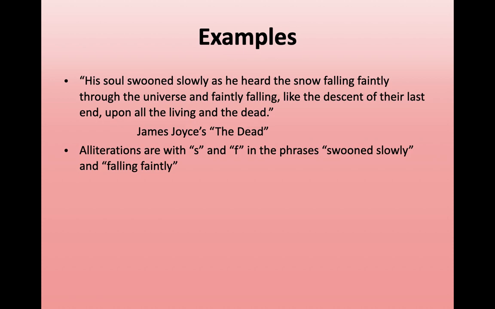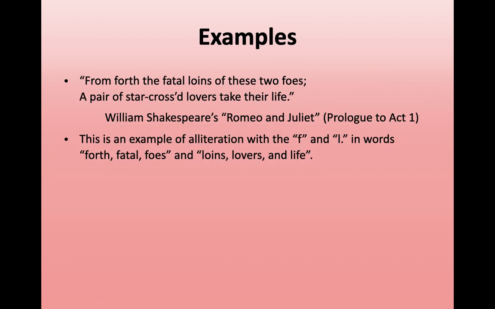Also, elsewhere, from William Shakespeare's Romeo and Juliet: From forth the fatal loins of these two foes, a pair of star-crossed lovers take their life. This is the prologue to Act 1. The two foes are Montague and Capulet. From their loins have sprung Juliet and Romeo, who will take their life.